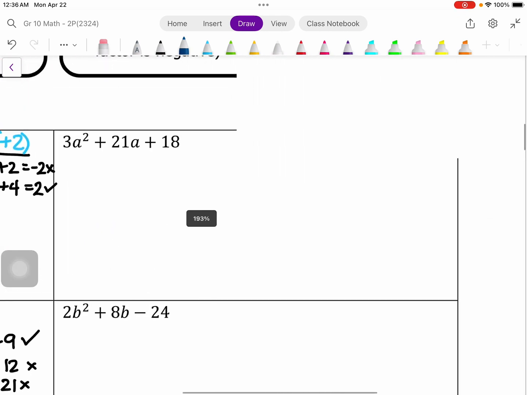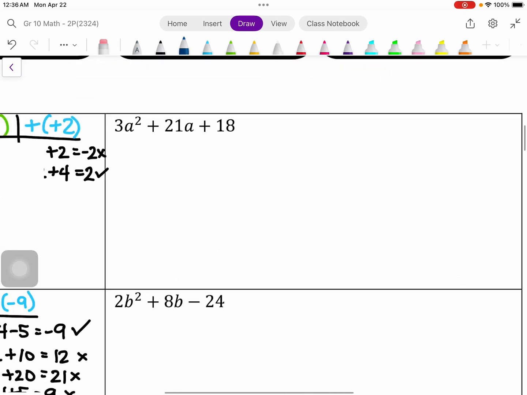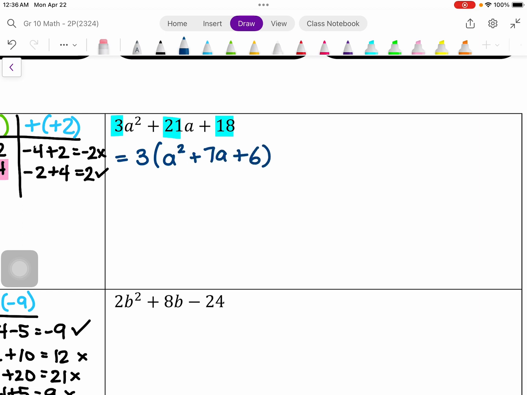All right, let's do a couple more examples. So here I have 3a squared plus 21a plus 18. Each of those numbers is divisible by 3, so I'm going to factor that out. That leaves me with a squared plus 7a plus 6.